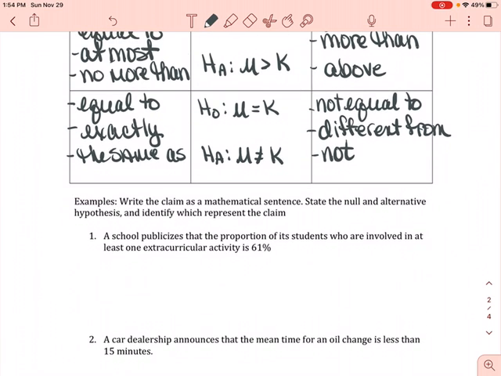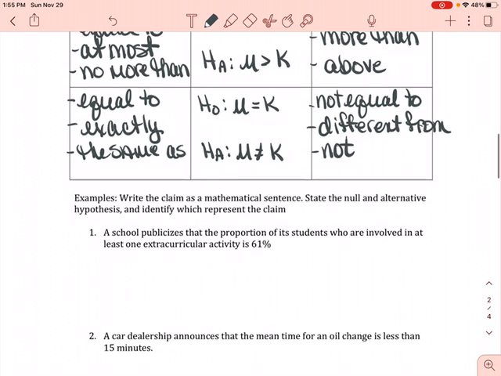So we're going to state the null and alternative hypothesis and represent which one's the claim. We're not going to write the sentence, because I find they get a little cumbersome and we really don't need to be writing the sentences. I'm good with just H sub O, H sub A.